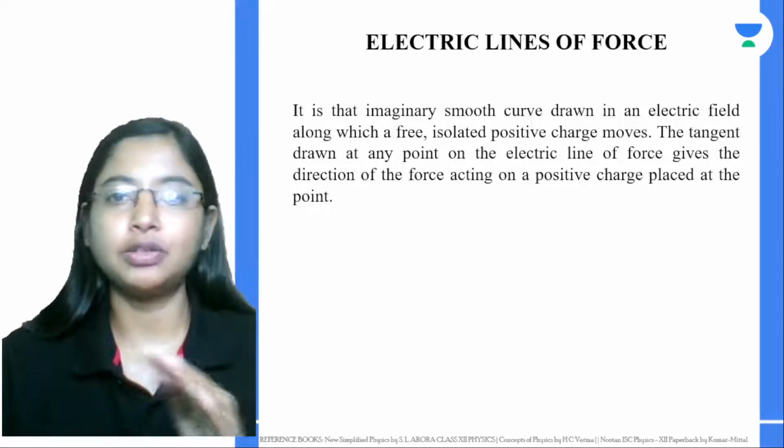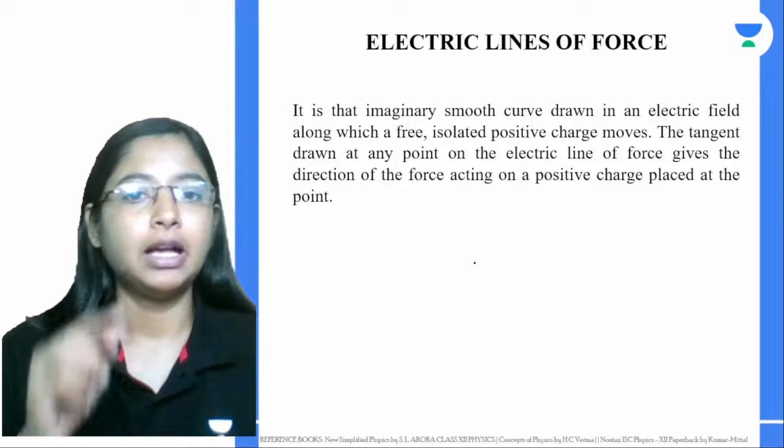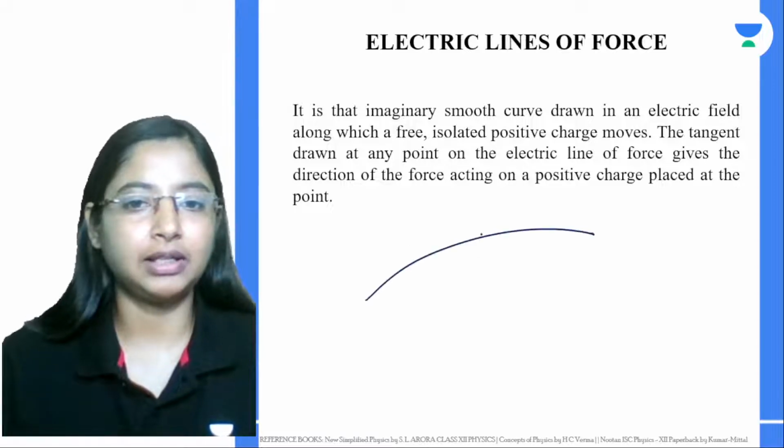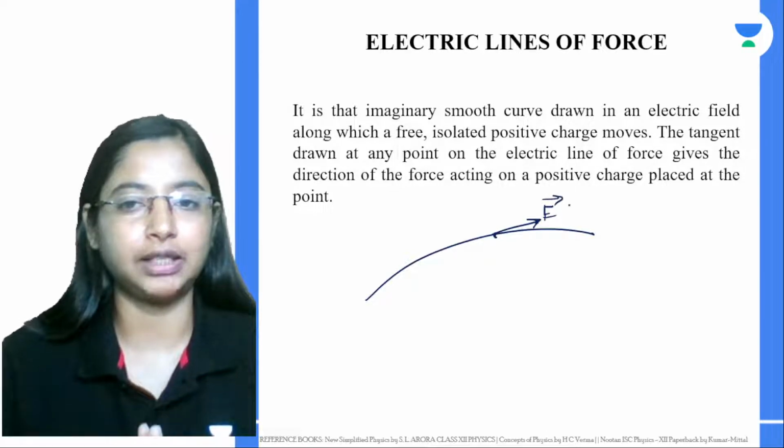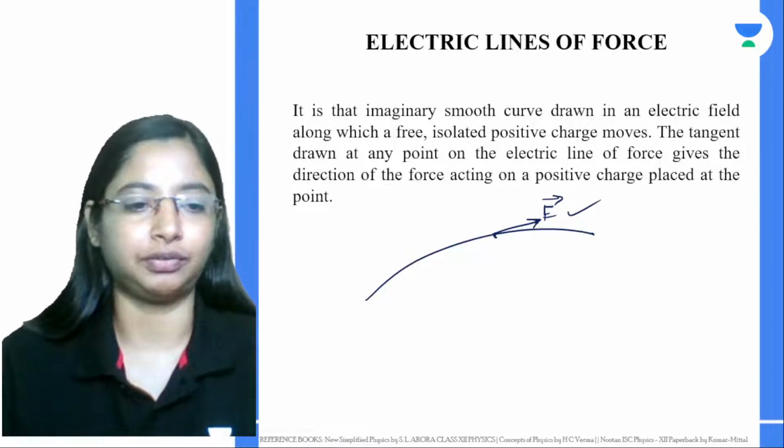So electric lines of force are imaginary lines, but at any point on these lines, if you draw a tangent, that gives you the direction of the electric field at that point. If this is my electric line of force, at this point, if I draw a tangent, at any point, the tangent gives you the electric field.